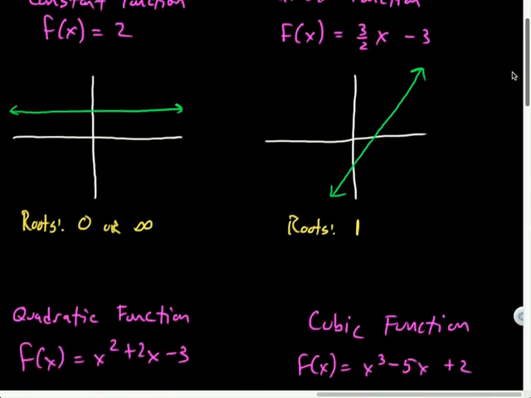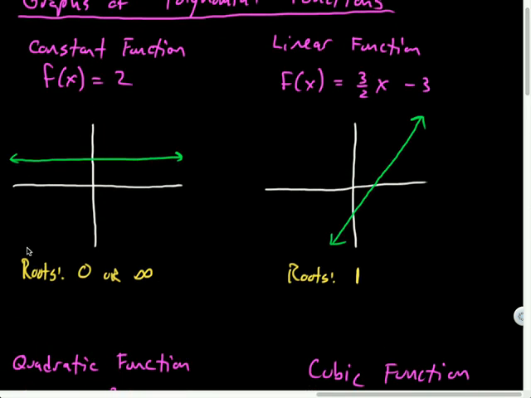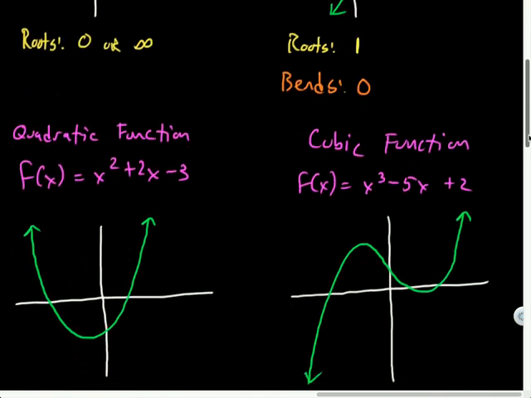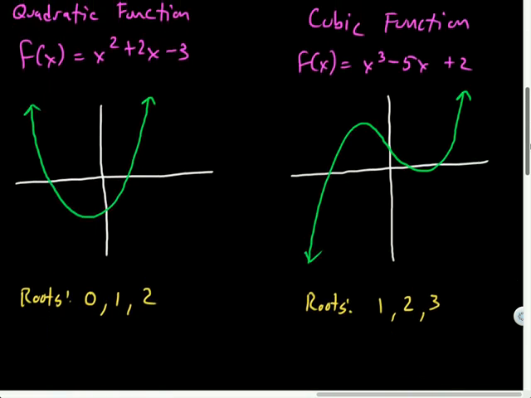What about bends? None. Bends. 0. All right, you guys know what I mean by bends? Like where the curve changes direction. So bends for a linear function or constant, I guess, is 0, right? It's just straight. It's always going the same direction. Quadratic function, it actually has to have one bend, right? And what was the name of the point that occurred at that bend? The vertex, right?